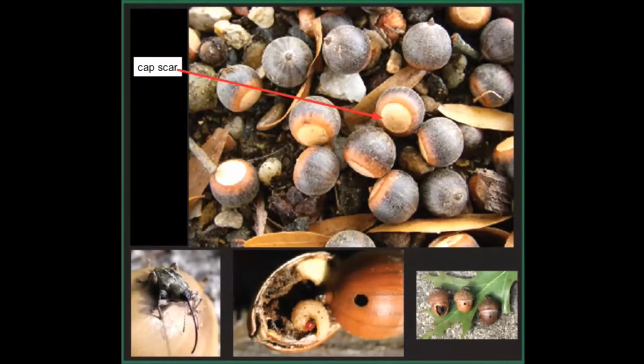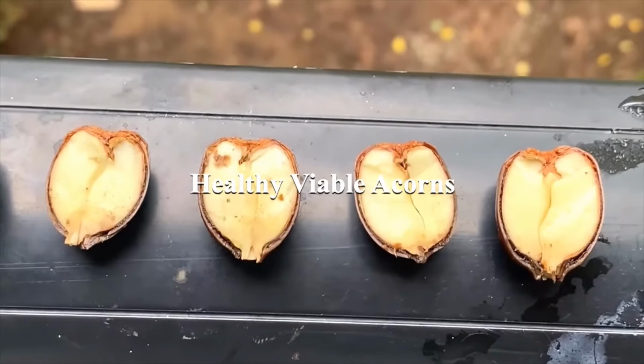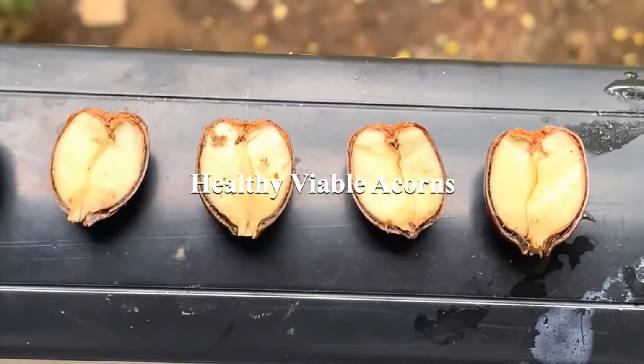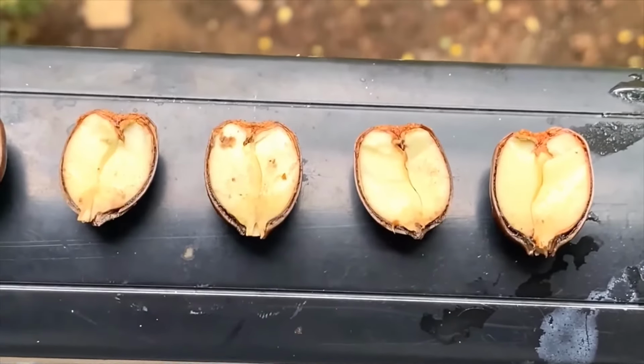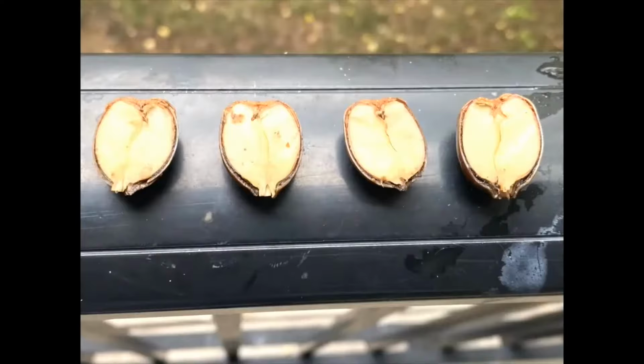Another indicator that can be utilized in order to test for maturity within acorns is the color of the cotyledon, which can be measured by taking a cut through half of the acorn and then analyzing the resulting color. In white oak, this color is going to be anywhere from a yellowish cream to a whitish cream.